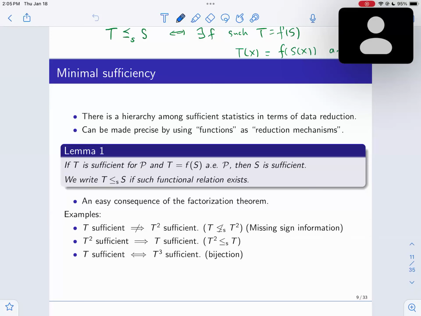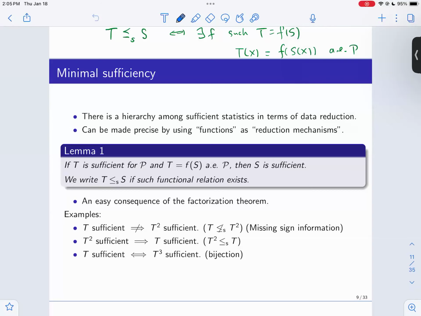Minimal sufficiency. The idea is that there are different levels of compression that can be achieved by a sufficient statistic. And if you want to find the most compression, the way we look at it is that we can use functions to measure your compression of information.